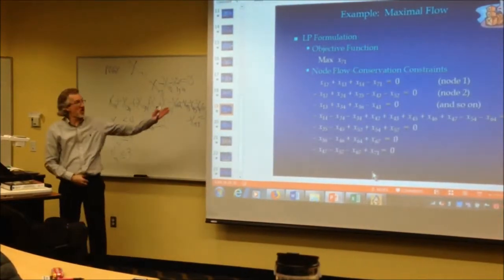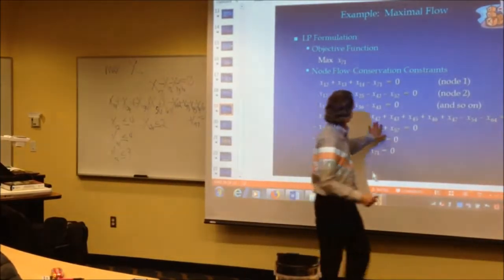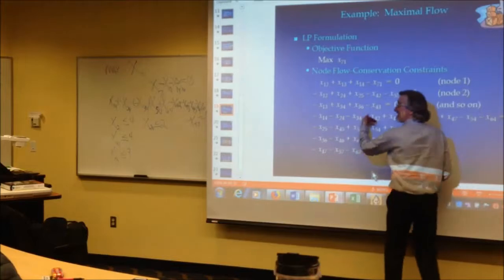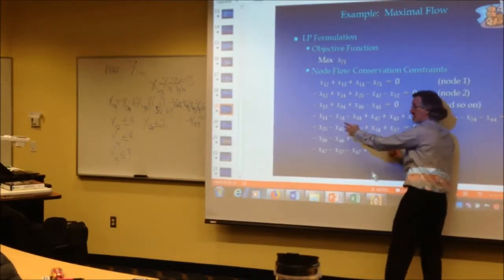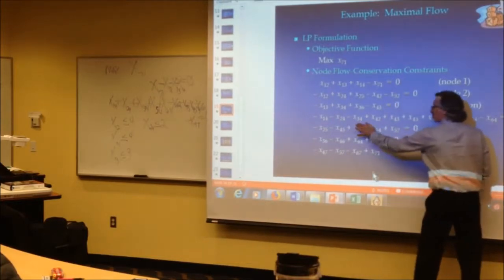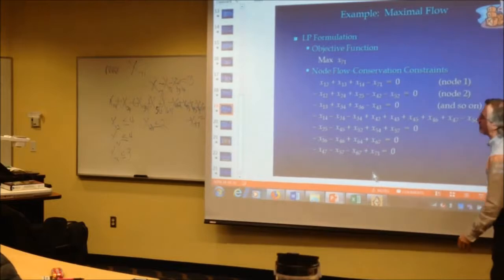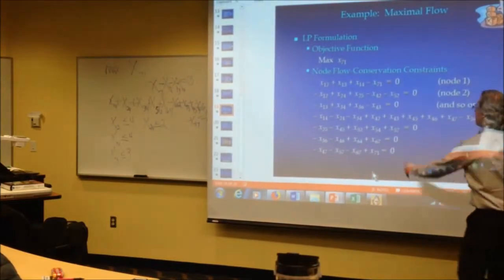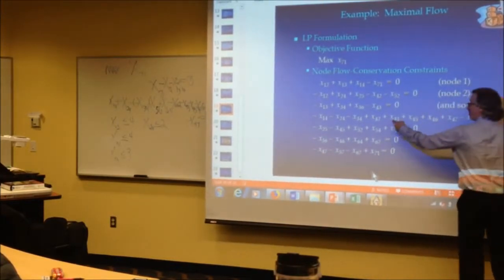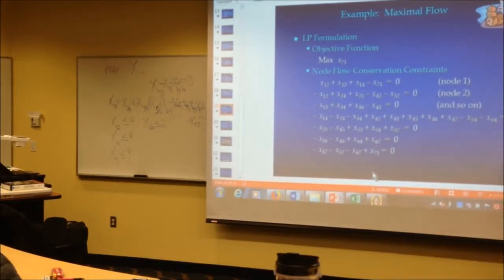Here are all the node constraints. Let's check out number 4 here. Ready? Where's my positive? The ones coming in are negative on this example, the opposite of what we did: negative x14, negative x24, negative x34, negative x54, negative x64. That's 5. We have it. Plus x42, plus x43, plus x45, plus x46, plus x47 equals 0.